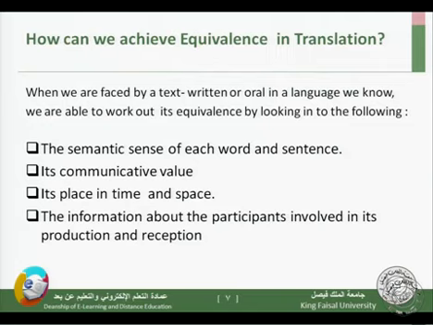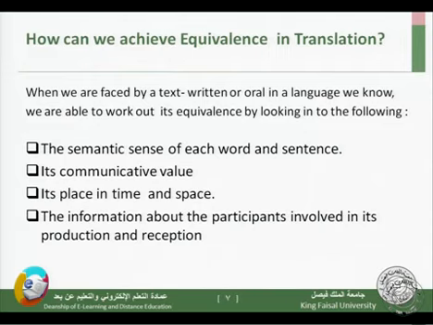The semantic sense of each word and sentence. You have to check the meaning. The semantic sense means the meaning of each word and each sentence. You can't translate it if you don't know the meaning. Now, the second one is its communicative value. Number three is its place in time and space.